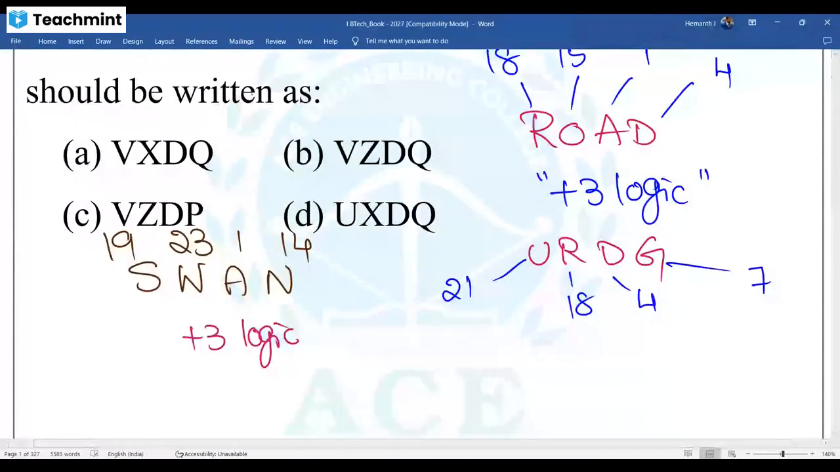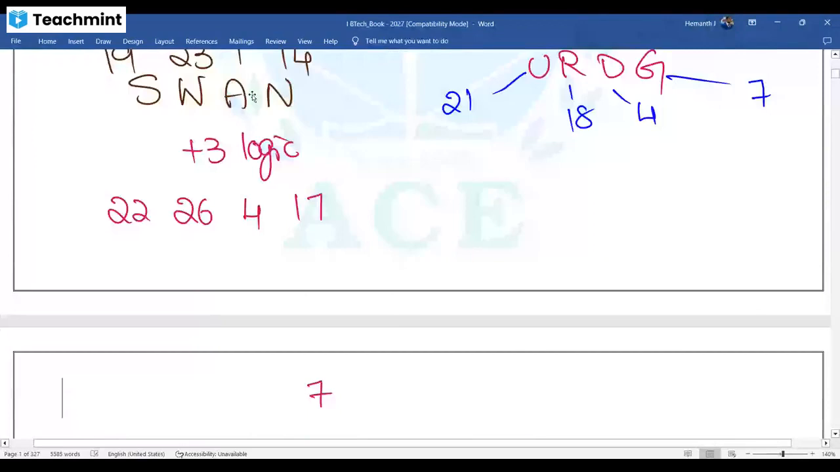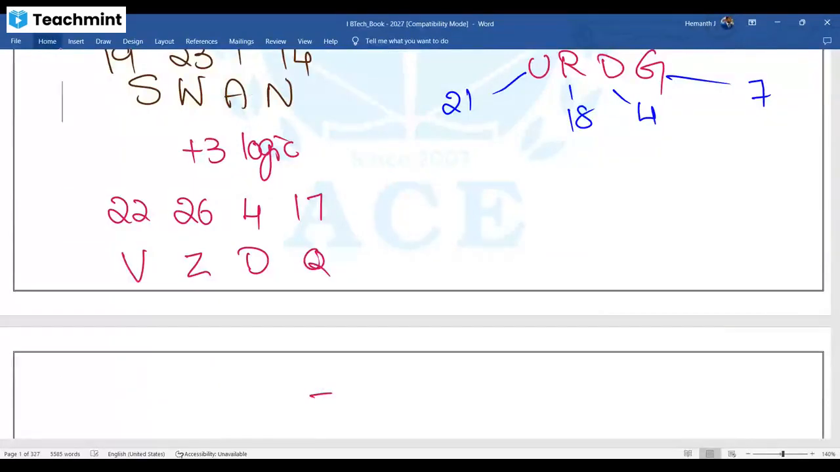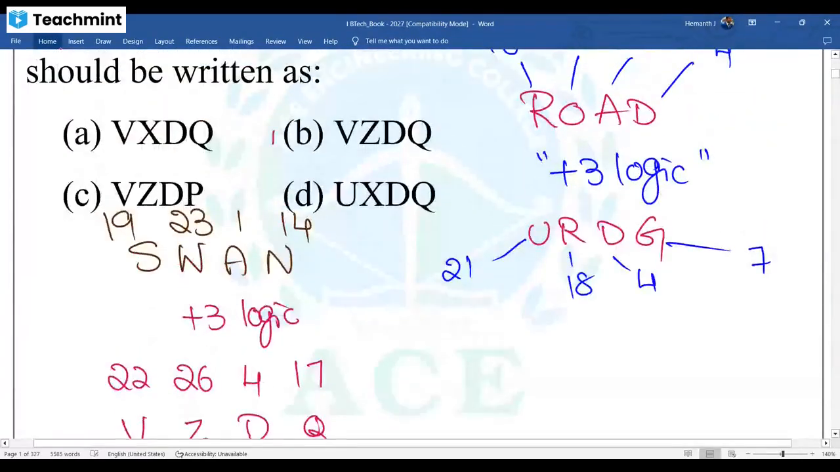2, which is nothing but V. 23 plus 3 is 26, nothing but Z. 1 plus 3 is 4, 14 plus 3 is 17, which is nothing but Q. So this is V, Z, D, Q. So your option should be B option.